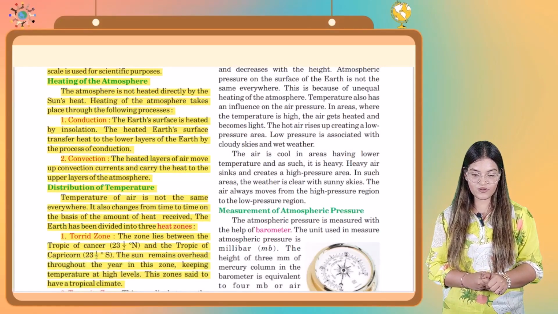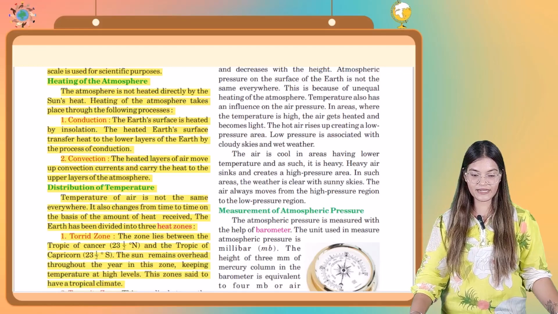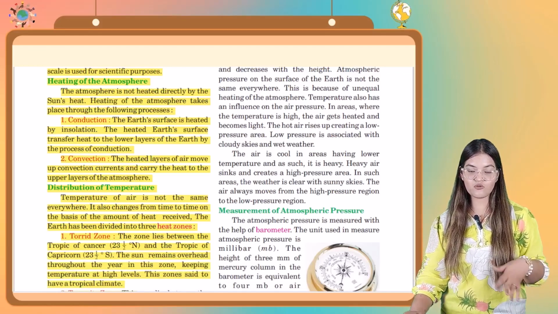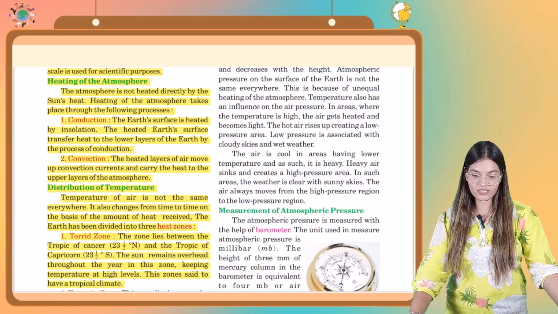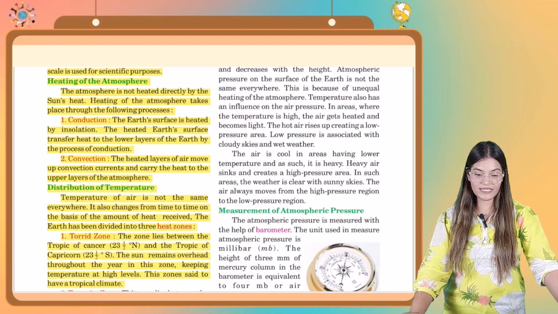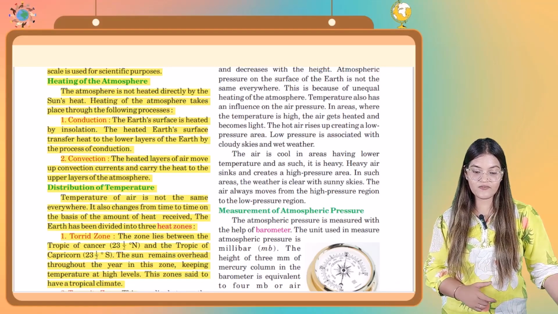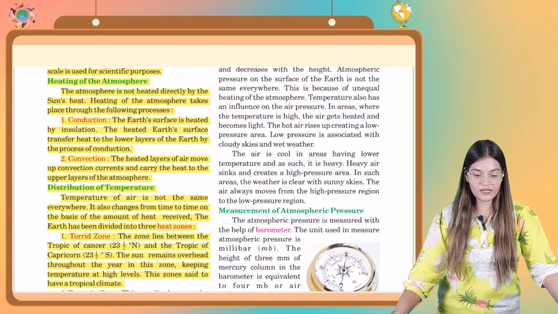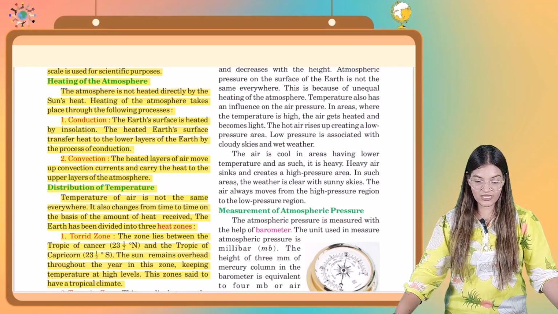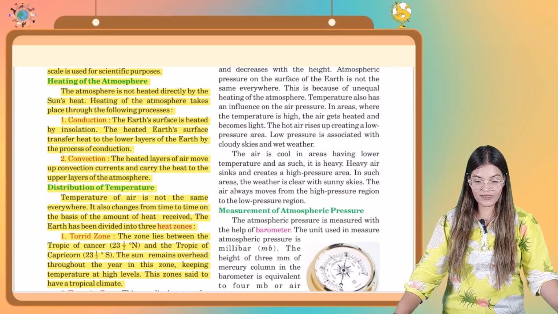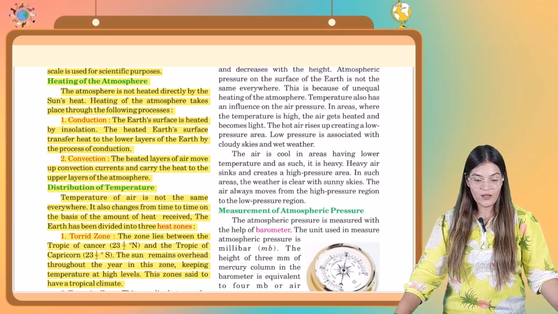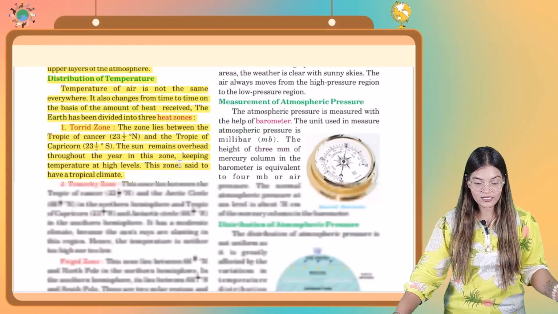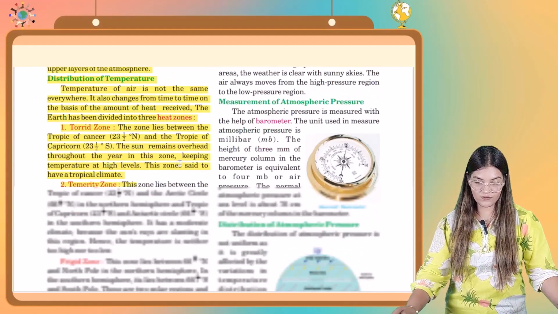Heating of the atmosphere. The atmosphere is not heated directly by the sun's heat. Heating of the atmosphere takes place through the following processes. Conduction: the earth's surface is heated by insolation. The heated earth's surface transfers heat to the lower layers of the atmosphere by the process of conduction. And we will read about convection: the heated layer of air moves up in convection currents and carries the heat to the upper layers of the atmosphere.